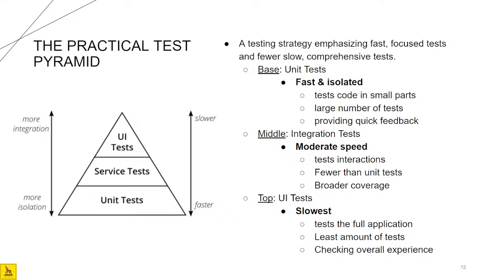At the top, we have our UI tests, which are our slowest tests. These tests test the full application. They have the least number of tests, and they check the overall experience. So just an overview of what this is. We have fast tests in many different scenarios, all the way at the bottom for unit tests, and all the way at the top we have very, very slow tests, very, very few tests, but they check the whole application as a total.